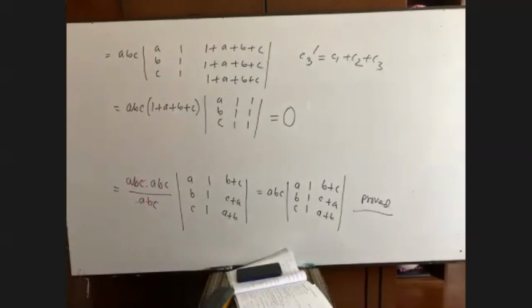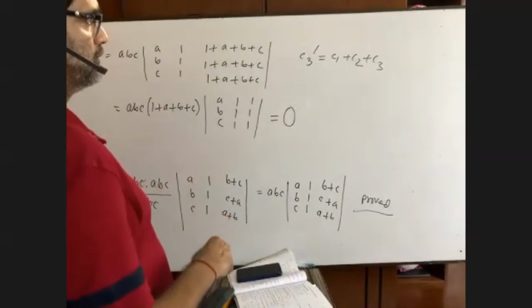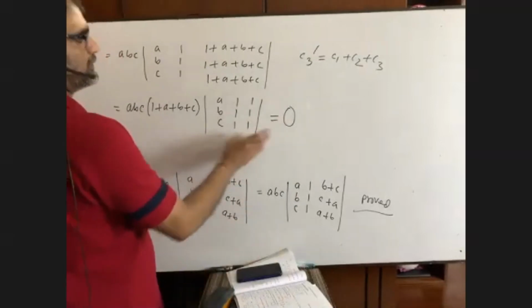The first part was shown without expanding. Now you have to prove that the value of this is equal to 0.